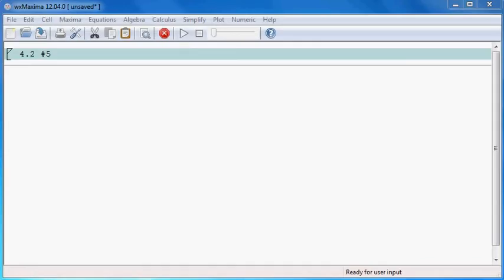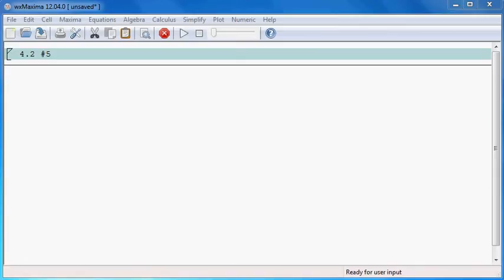Okay, I would like to talk about how to use Maxima to check your answers, especially when you're solving differential equations using Laplace transform. All right, so I would like to talk about section 4.2, number 5.